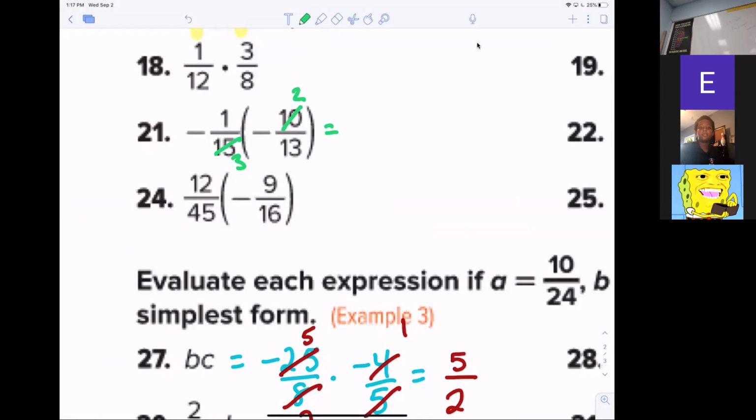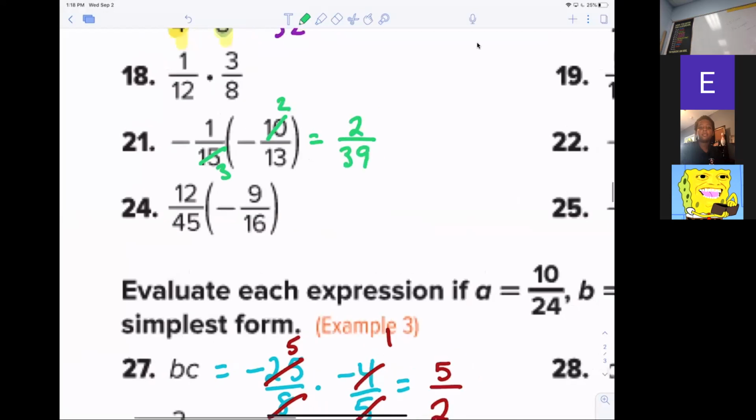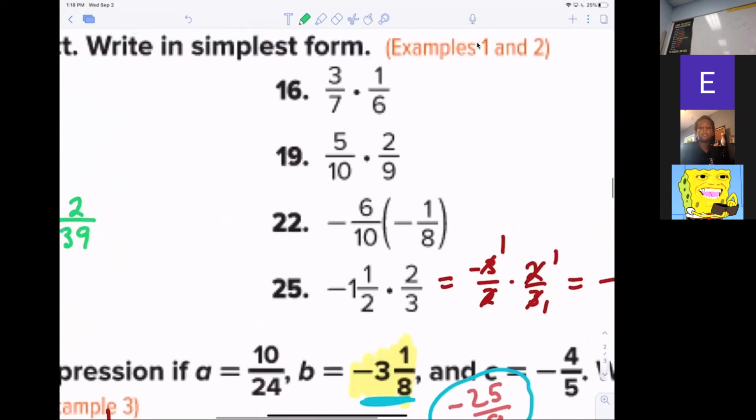2 over 26. 2 over what? 2 over 26, which can be reduced. Oh my gosh, 39. 2 over 39. Brilliant. You can just look at it. I know, that's good. You're getting better. We're getting better. Okay, 19.